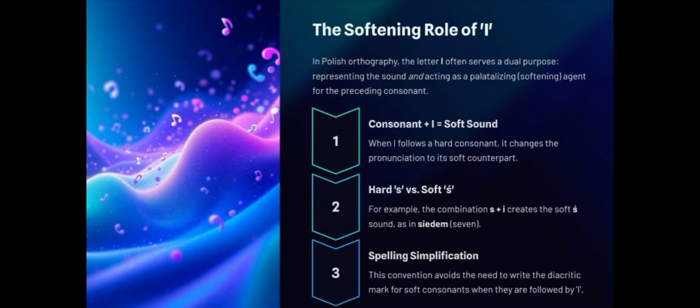The softening role of i. The letter i does more than just make a sound. It also softens the consonant before it. When a hard consonant is followed by i, the sound becomes soft. For example, s plus i creates the soft sound ś, as in siedem, seven. This system helps avoid extra diacritic marks because the i already signals that the consonant is soft.